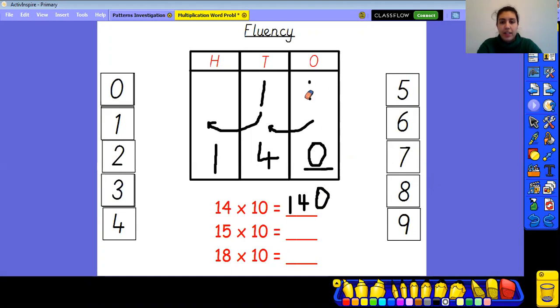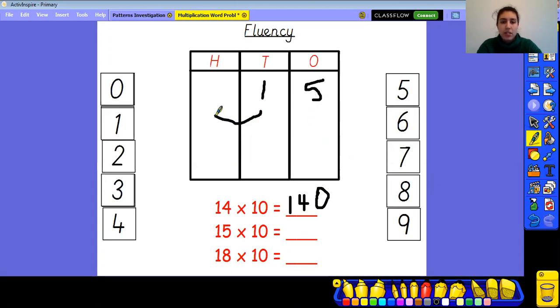Excellent. Let's do the same then for 15 times 10, where I've got 1 ten, 5 ones. It's getting 10 times bigger. So my 1 ten becomes 100. My 5 ones becomes 5 tens. My ones column is empty, so I need a placeholder. So 15 times 10 is 150.